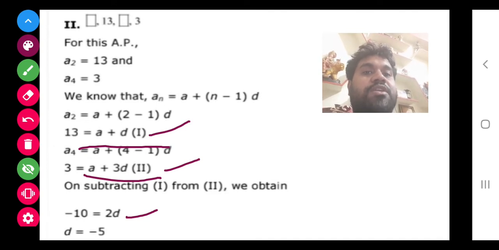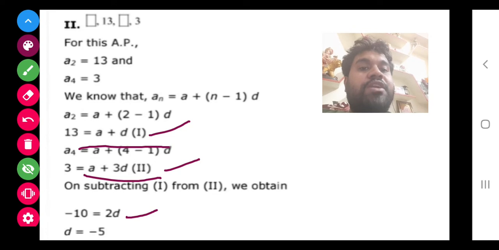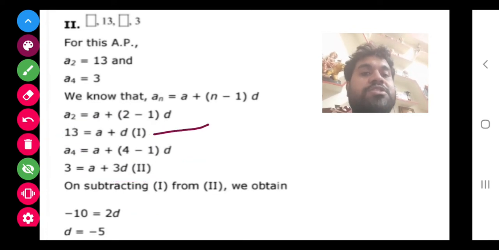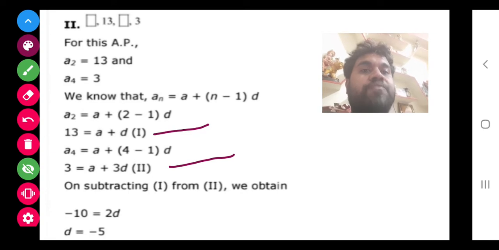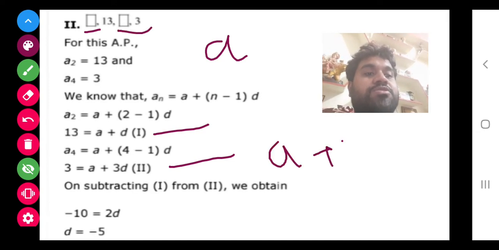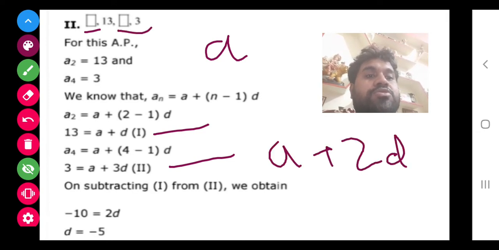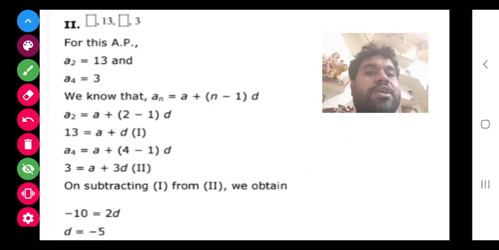Now d we have determined. a we will determine by this equation or this equation. After that we have to find out this. This is a, and this is what? This is a plus 2d. So you will substitute the value of a and d here, and finally you will get the solution.